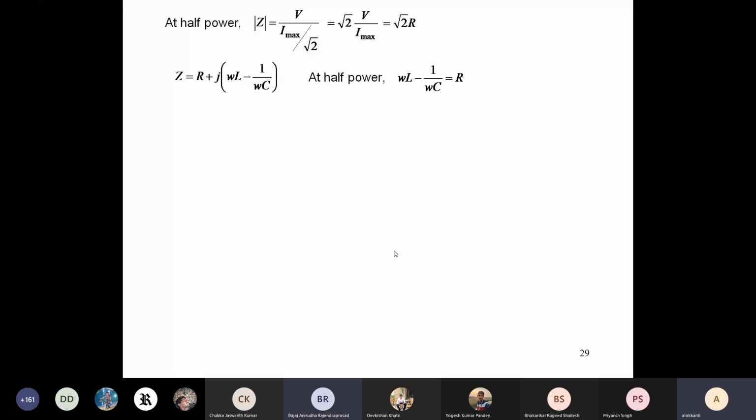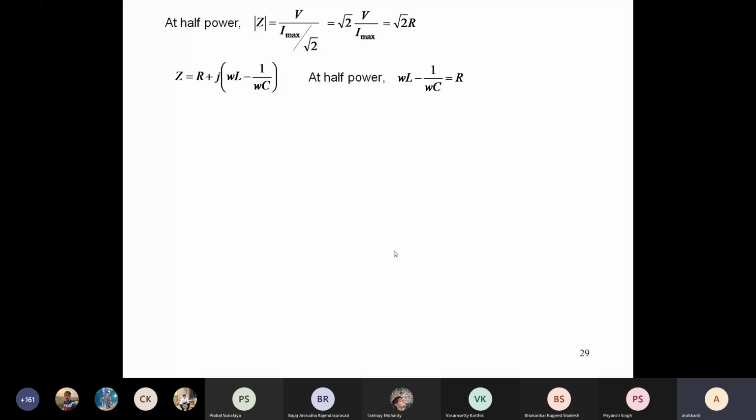And how many values will be there for omega? There will be two values. So find out those two values. The difference of those two values is R by L. Omega equals R by 2L plus or minus root of (R by 2L) whole square plus 1 by LC. It can be expressed in many ways.